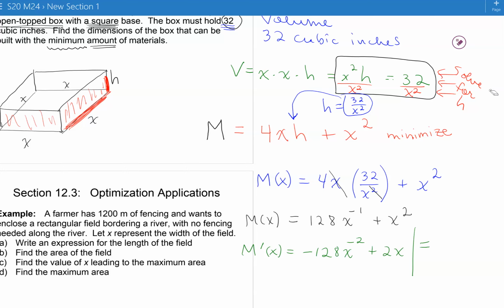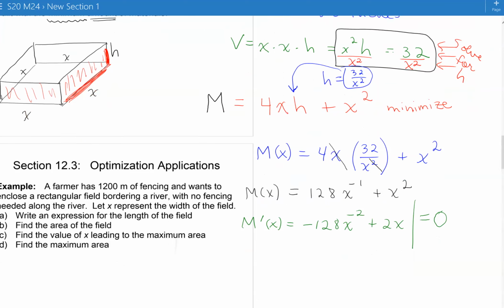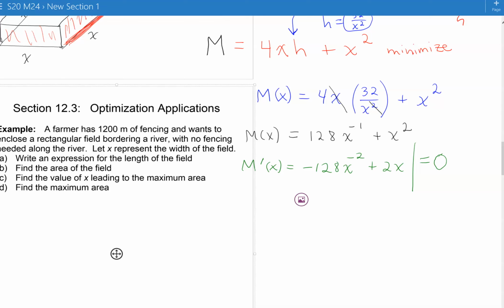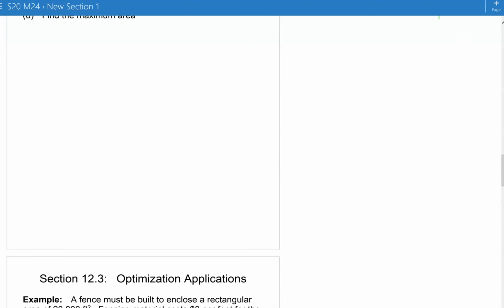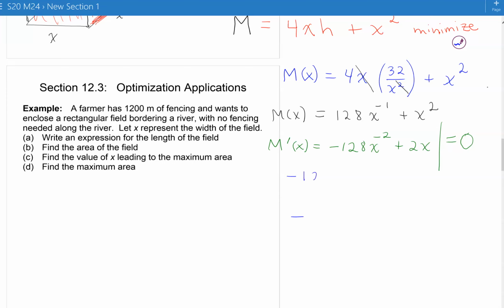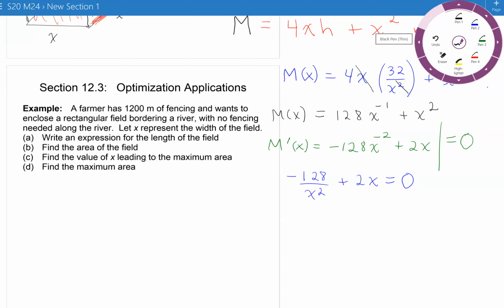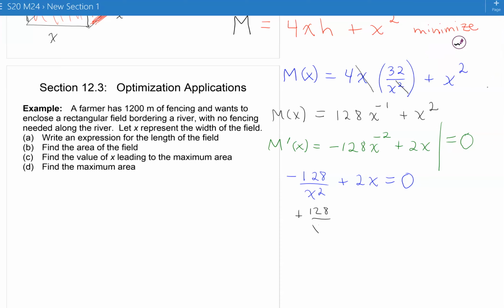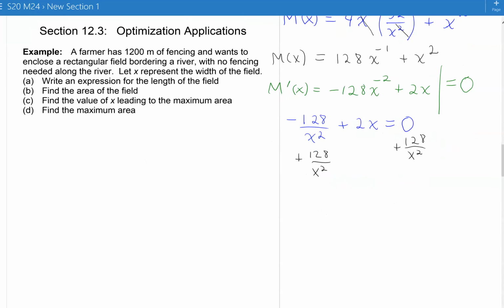Now there's lots of ways to go from here. If you happen to see multiply both sides by x squared, that's a good way. If you happen to see add 128x to the minus 2 to both sides. So I'm going to write it without a negative exponent because that's another reason why I have you write things without negative exponents, because I think it's easier to see what to do for algebra if you have positive exponents in denominators. So I'm going to add 128 over x squared to both sides. But like I said, there's more than one way to do this, so your way is fine as long as you could explain the algebra you're doing.